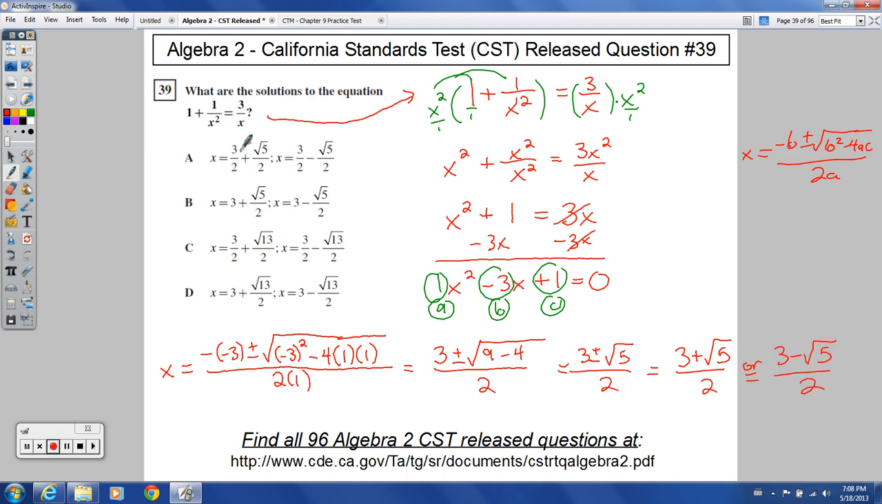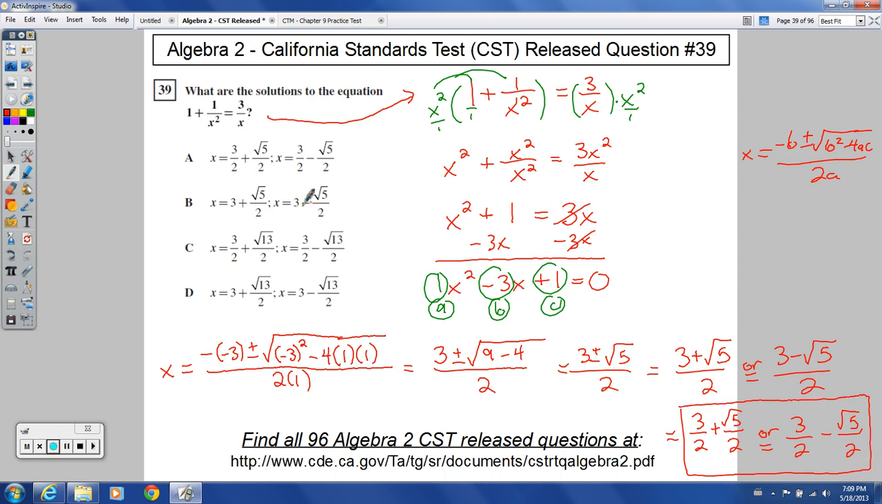Now looking at my solutions, it looks like they have split up the parts, which is totally fine to do. I'm saying that this is the same thing as dividing each part by 2. So we would have to divide 3 by 2 and the square root of 5 by 2. So this is an equivalent way to write this portion. Or you could have 3 over 2 minus the square root of 5 over 2. So it looks like that's how our final answers are on this one.